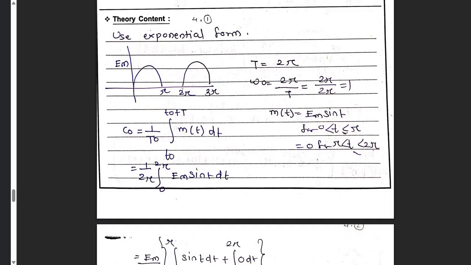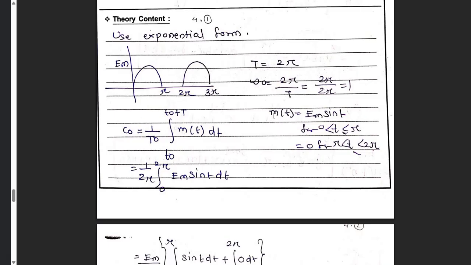So the total period we have to treat as 0 to 2 pi. So the fundamental period T will be 2 pi. That is the first thing. The second thing is we want to know omega. So for omega or omega 0, anything you can denote, it is 2 pi f or 2 pi upon T. So 2 pi upon T is 2 pi upon 2 pi, so it comes out to be 1. Now the amplitude is given as Em.